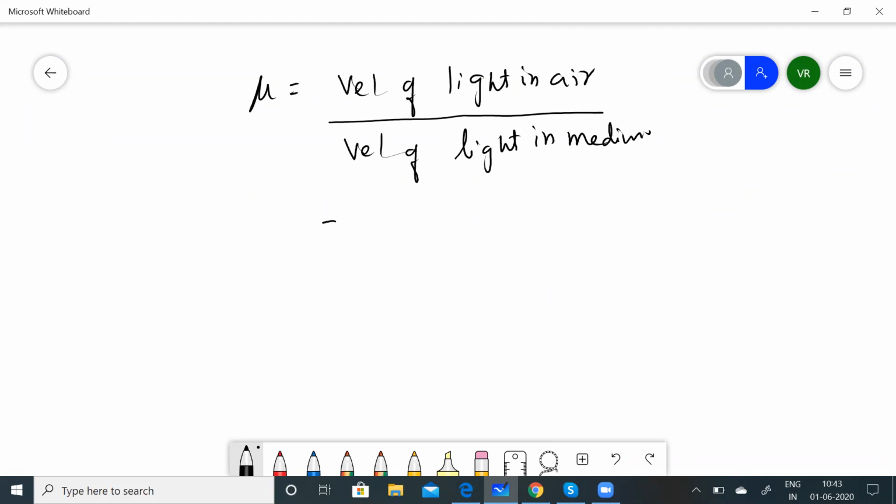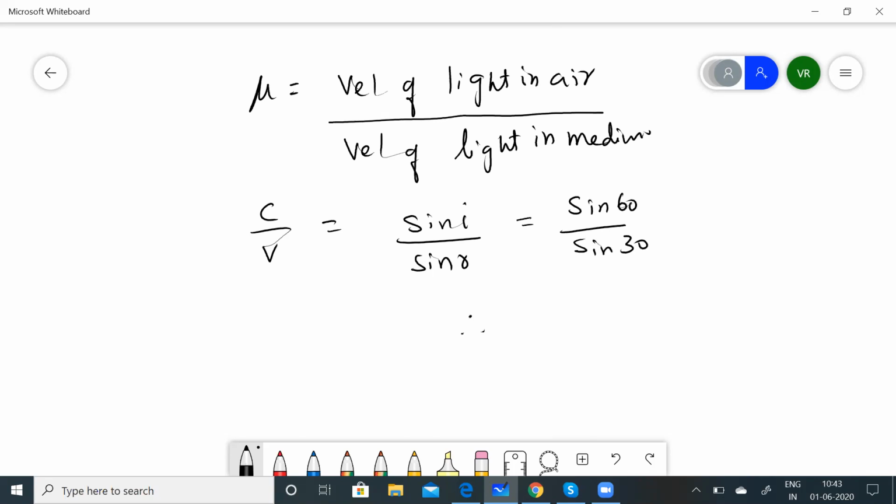Which is also equal to sin i by sin r. So we can say c by v is equal to sin i by sin r, where i is given as 60. So r will be 90 minus 60, which is 30. So sin 60 divided by sin 30. Therefore, c is the velocity of light, so v is equal to c into sin 30 by sin 60.